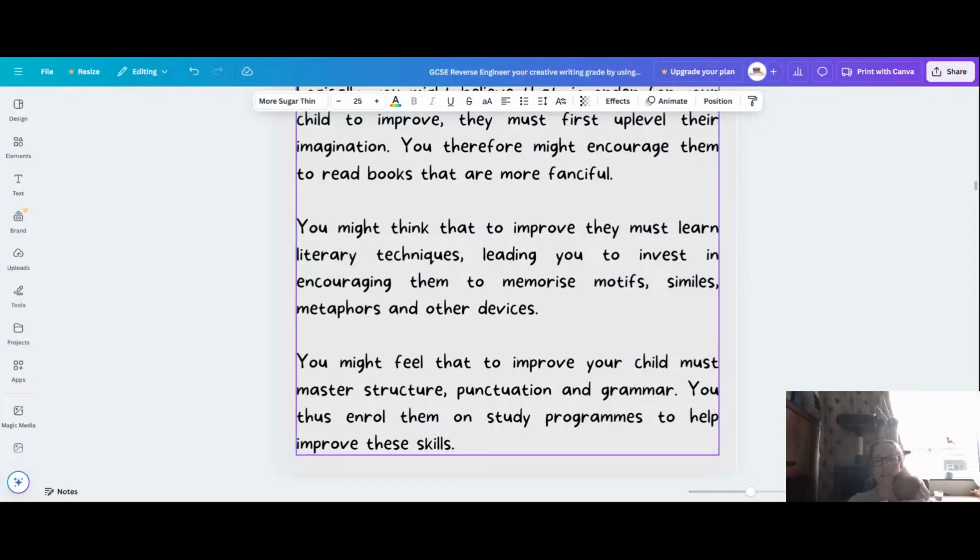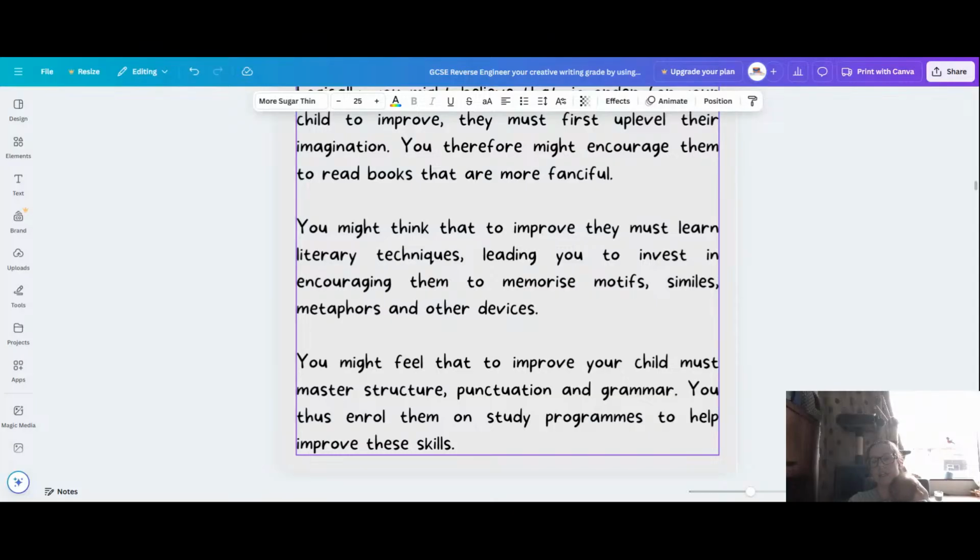You might think that to improve, you must learn literary techniques, leading you to invest in encouraging them to memorize motifs, similes, metaphors, and other devices. And again, it's true, you do need to know them, but if you don't know how to use them, then you're going to struggle. And quite often, you might read your child's work, or the teachers might have read your child's work and said, the simile is not fitting, or this metaphor doesn't really fit here. And it's frustrating for your child, because they feel like, well, I've done what's been asked of me. But if they don't know how to use it, then they don't use it effectively.